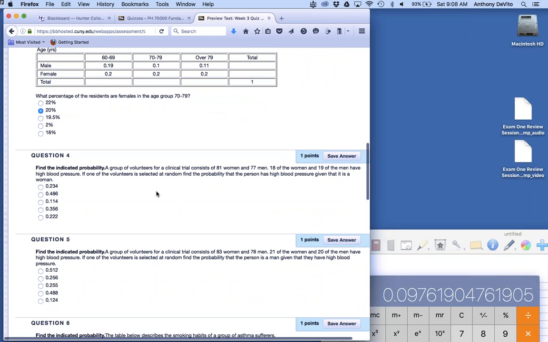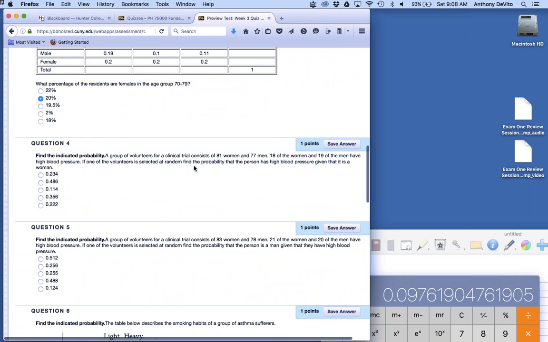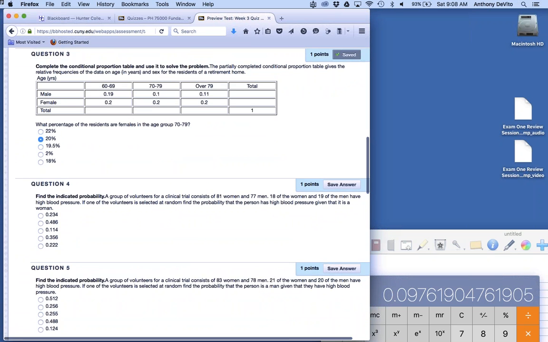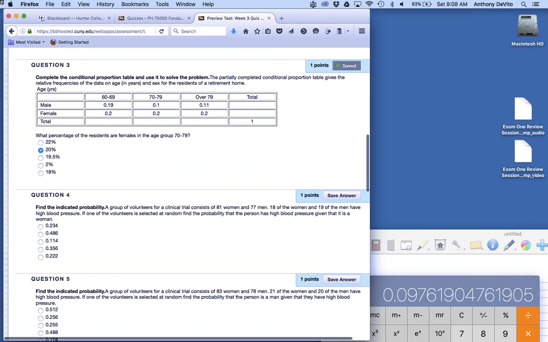Okay. If I were going to make this a little bit more complicated, I might ask you to work out the totals here. So I might have asked you what percentage of residents in this home are male. Well, you simply add up all the percentages at the top here to get the total for males. The total for females would be going straight across. And of course, this should add up vertically to 1 if you got it correct.